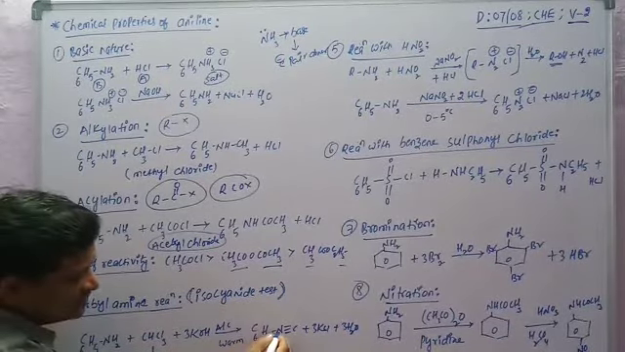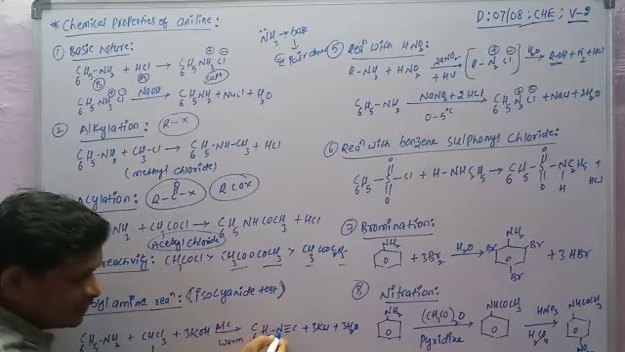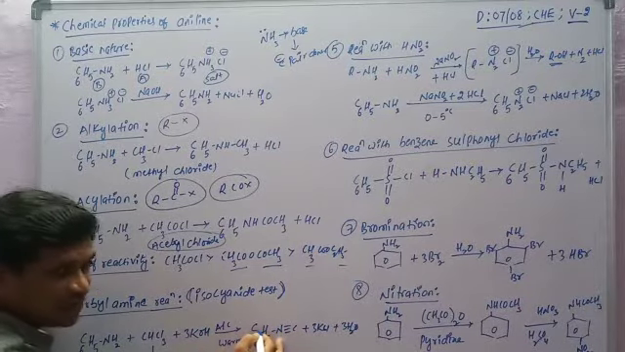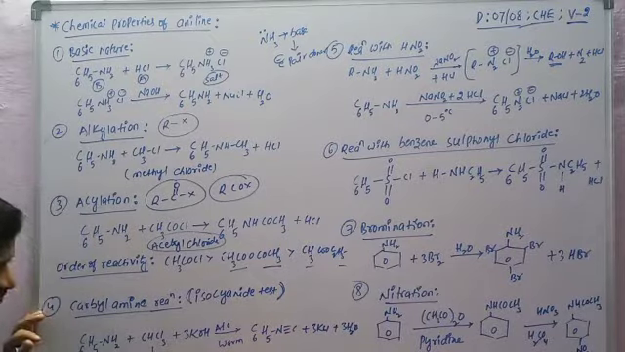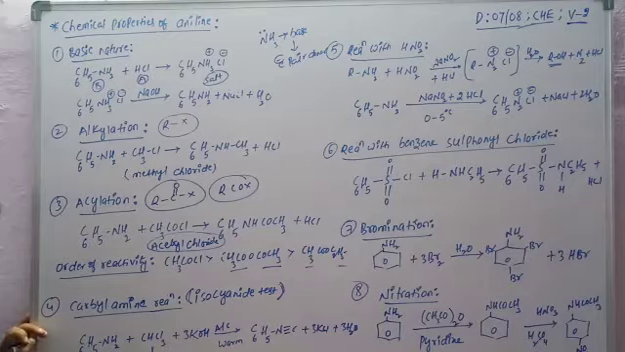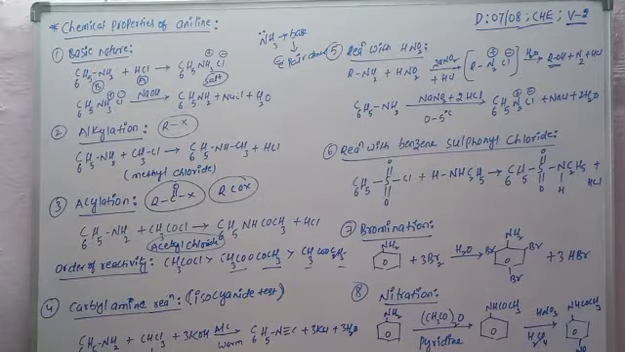So now C6H5N triple bond C. It means the nitrogen is attached to the carbon. So this is the isocyanide. This is the carbylamine reaction or isocyanide test.